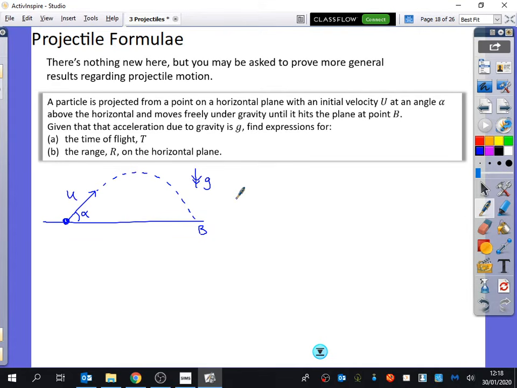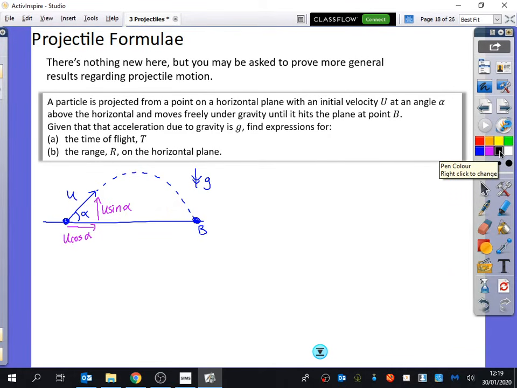The time of flight is the time it takes for it to go from here to here. The range is the distance from here to here. So everything is unknown. There are no numbers in this question at all. But we're going to just proceed as though there were numbers, okay? We will split this into our usuals, into our u cos alpha and our u sine alpha. And then we're going to just proceed as normal.